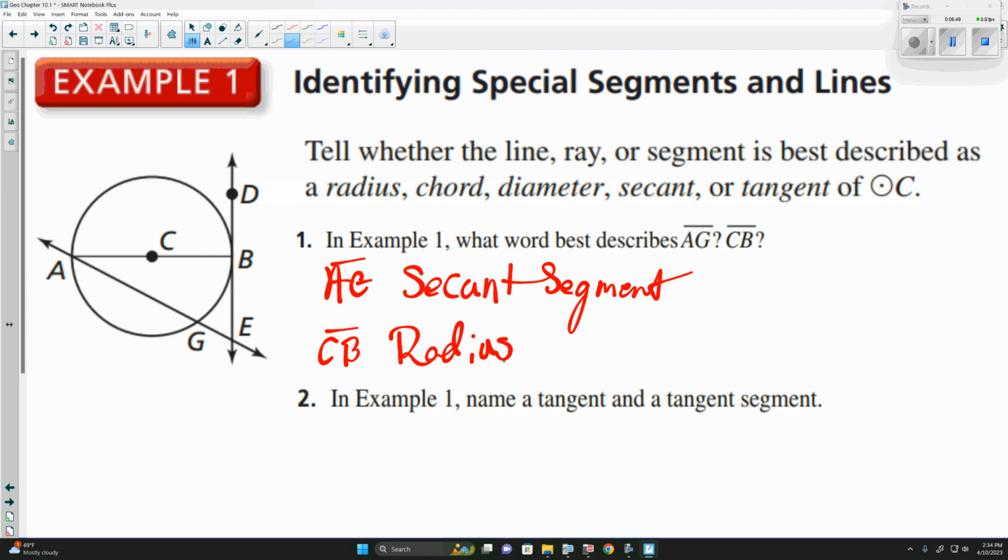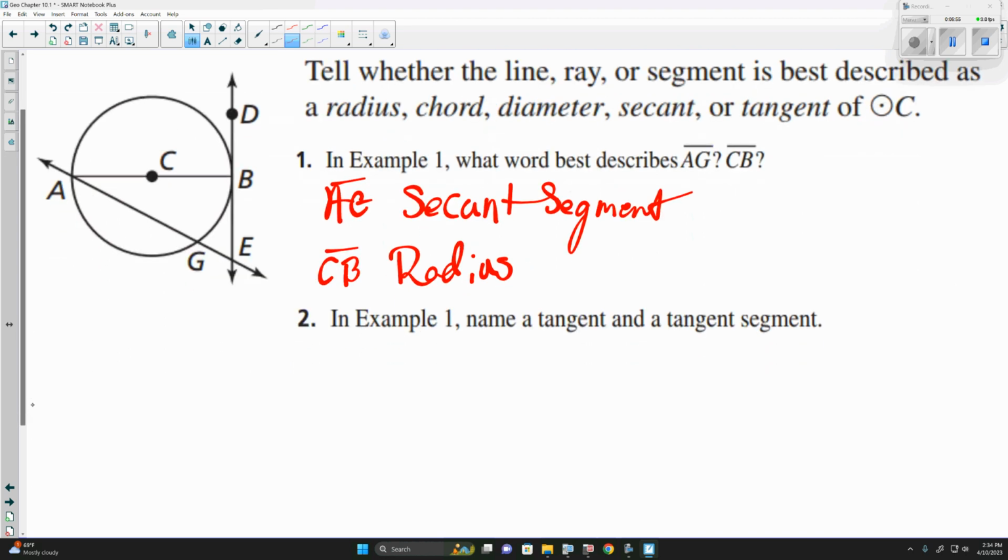In example 1, in this figure here, name a tangent, so a tangent line and a tangent segment. So what would a tangent line be? And we have to put a line above it to signify that it is a line. Now, how can we name a tangent segment?